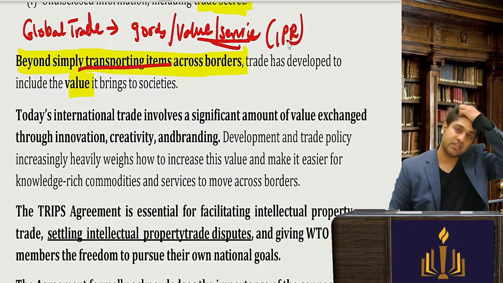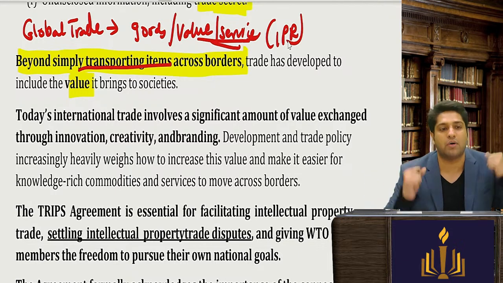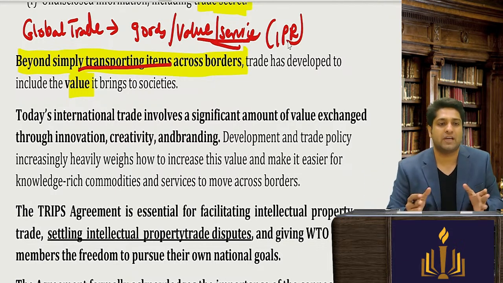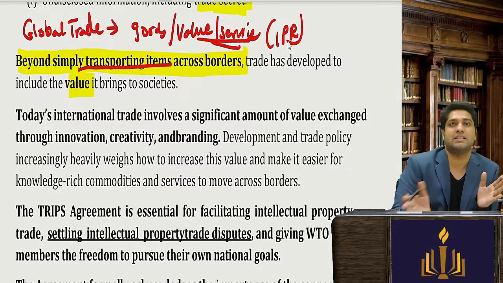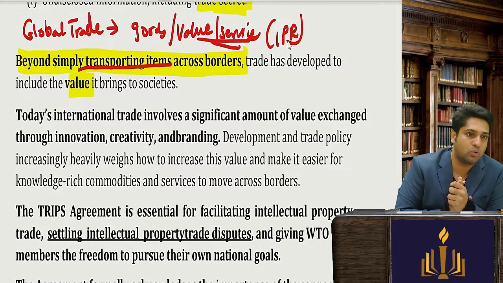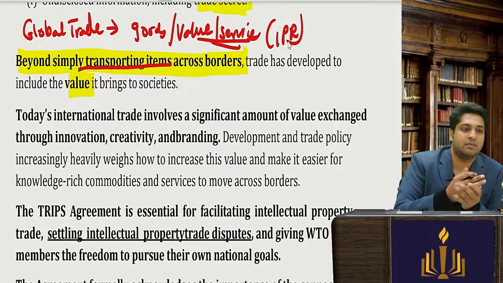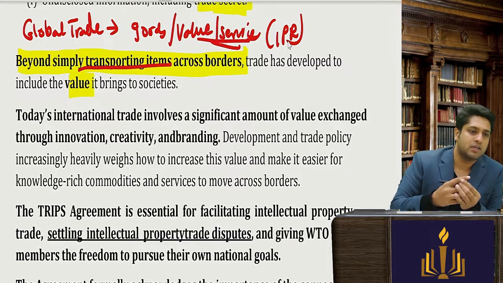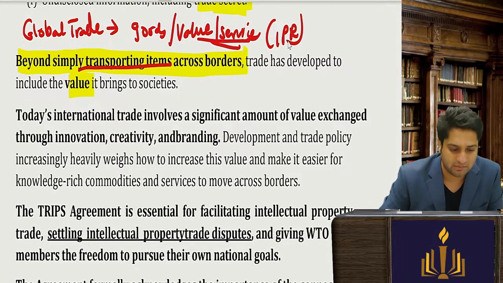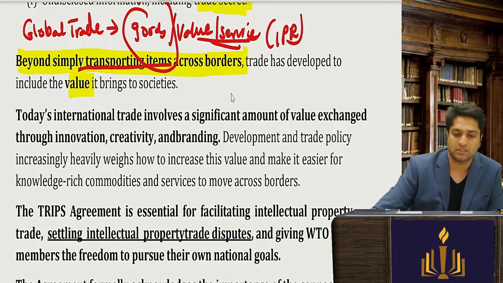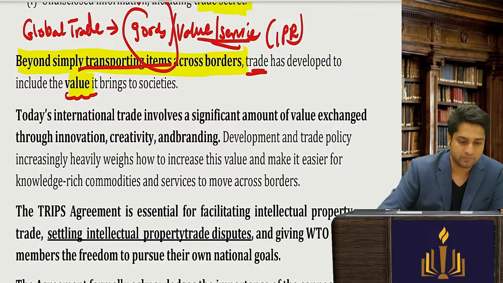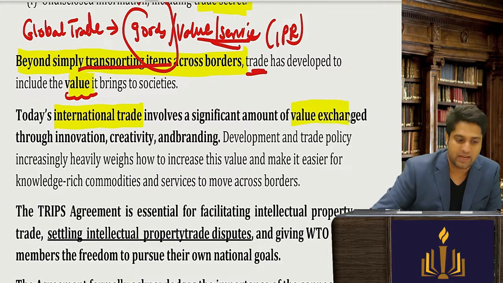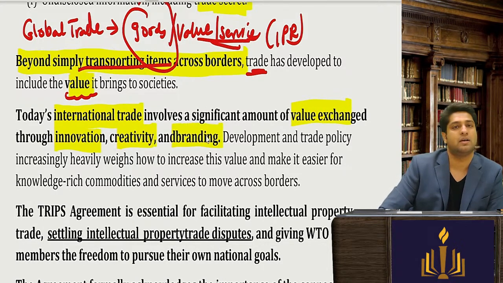I can give you technological support. I can give you technological know-how. So all of that is also value being provided. I can just tell you to use my mark. Imagine if one is allowed to use the Tesla car logo. So value can be generated. So that's what they are saying, that beyond simply transporting items, meaning goods, across borders, trade has developed to include value to the societies. Today, international trade involves a significant amount of value exchanged through innovation, creativity and branding.